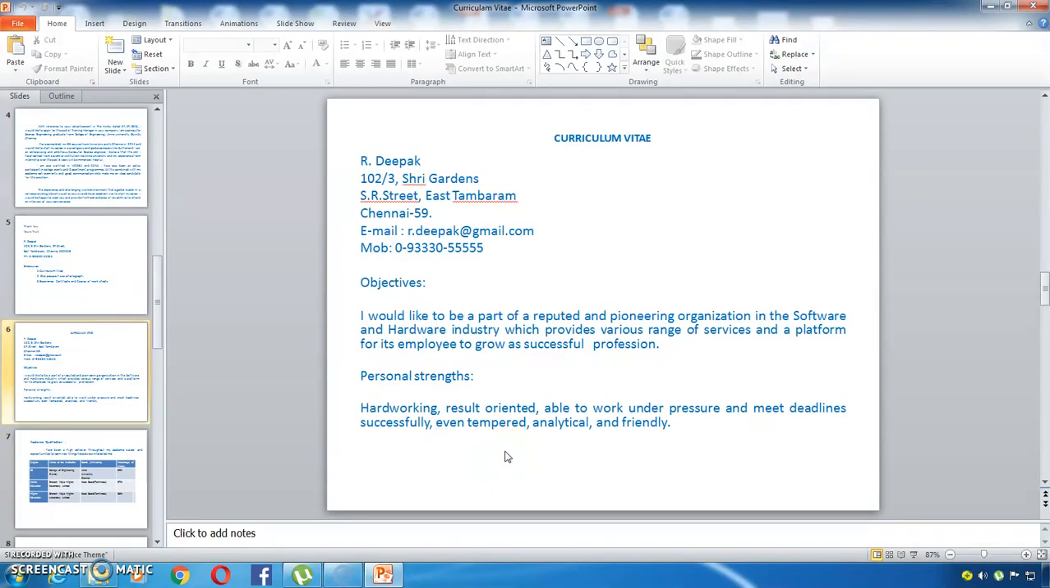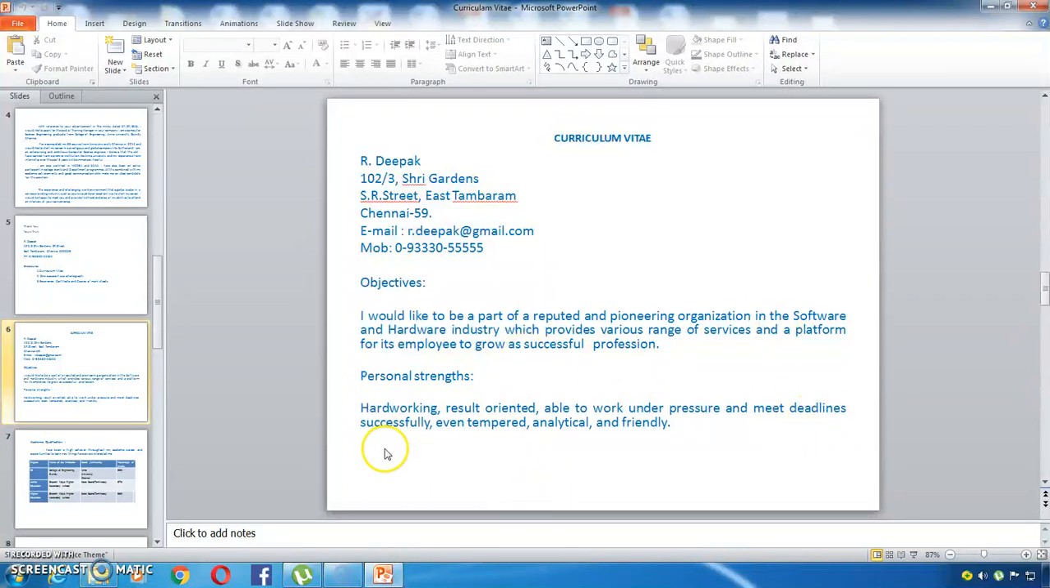And you can furnish your personal strengths here, what kind of person you are: hardworking, result-oriented, able to work under pressure. This is very, very important. Nowadays, you would have heard about these two concepts, hiring and firing. People will hire you to the post immediately. Maybe after 6 or 7 months, they may terminate some persons, for example, because they couldn't work under pressure. You should have the ability to work under any kind of pressure. So it is one of your personal strengths. You may accommodate that in your CV.